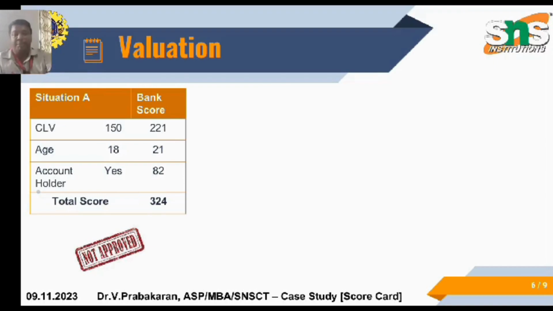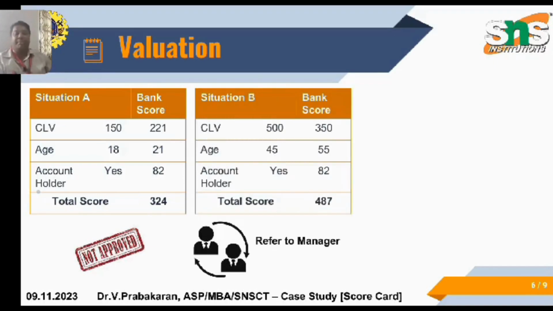It is not approved. For situation B, the total score is 487. Yes, the first level has been passed. More than 400 can be considered for the next stage. But this is not above 600 points. If it is above 600, it can be approved directly. But if the score is between 400 and 600, the branch manager can take a call.